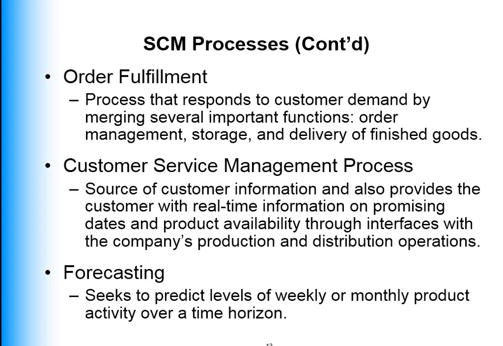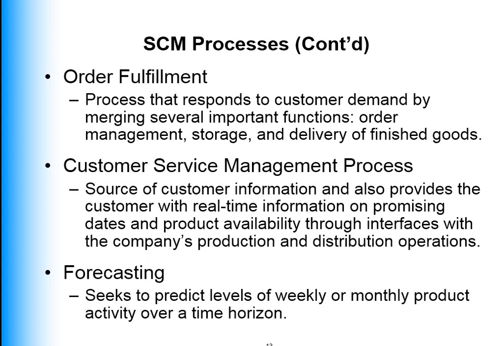So it would be the basis for the manufacturer or the reseller or the retailer before they deliver the product. Next will be the customer service management process. A source of customer information that also provides the customer with real-time information of promising dates and product availability through interfaces with the company's production and distribution operation. This process will provide the customer access to real-time information on the expected time of arrival of the product or the availability of the product.